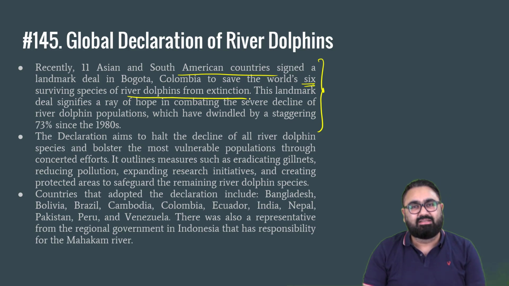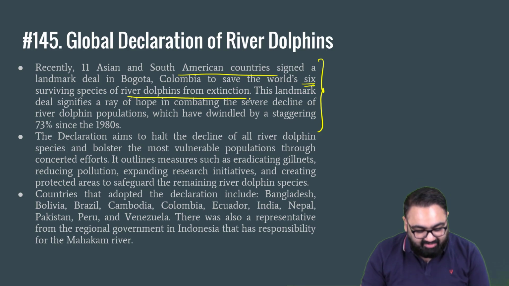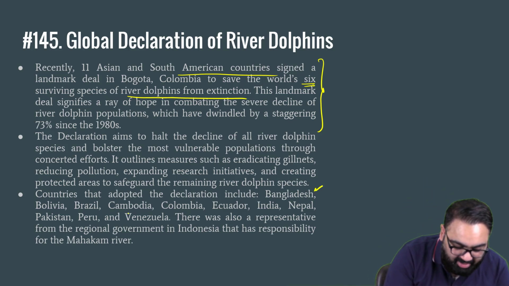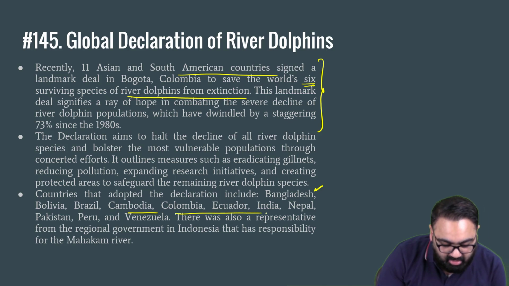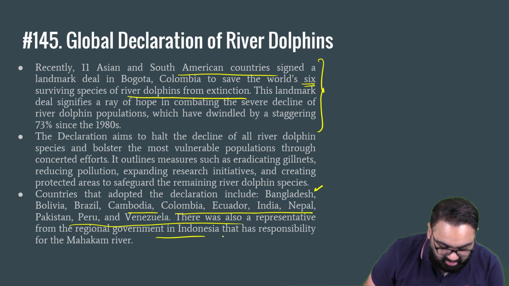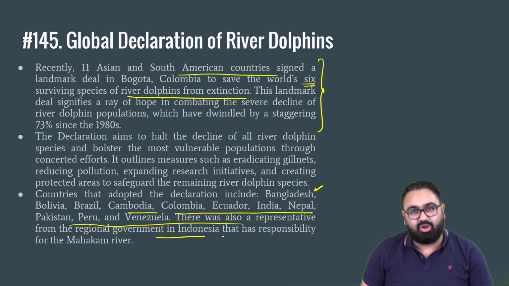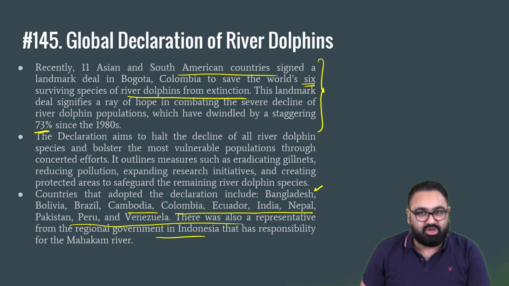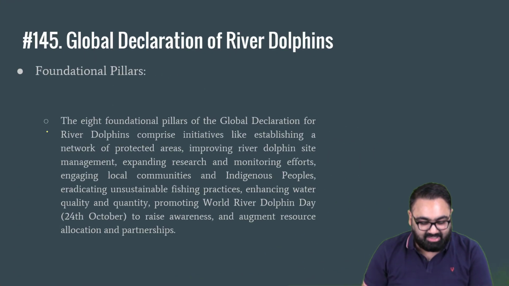So there are only 6 river dolphin species that survive right now. All of the others have gone extinct. These 11 countries include Bangladesh, Bolivia, Brazil, Cambodia, Colombia, Ecuador, India, Nepal, Pakistan, Peru, Venezuela, and even Indonesia. These are the ones that have come together. The reason is, since the 1980s, river dolphin population around the world has declined by 73%. So it is a global matter of concern.